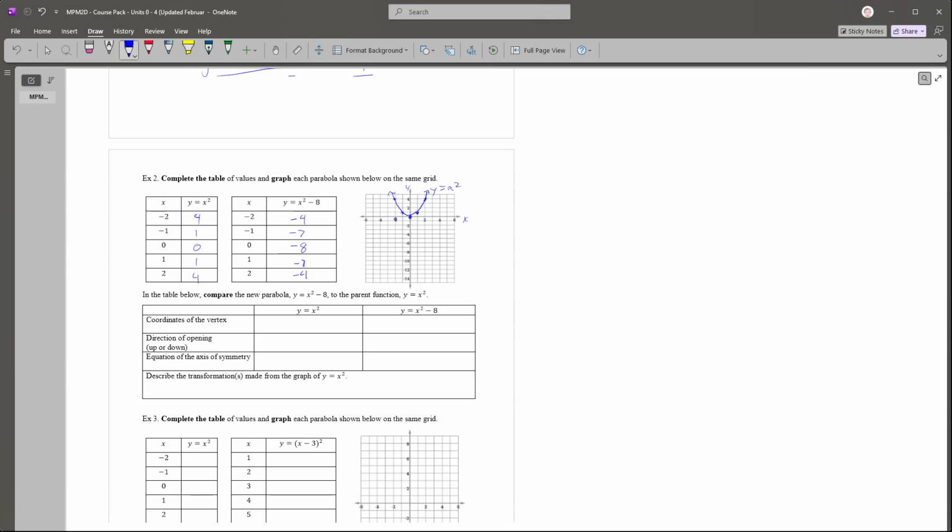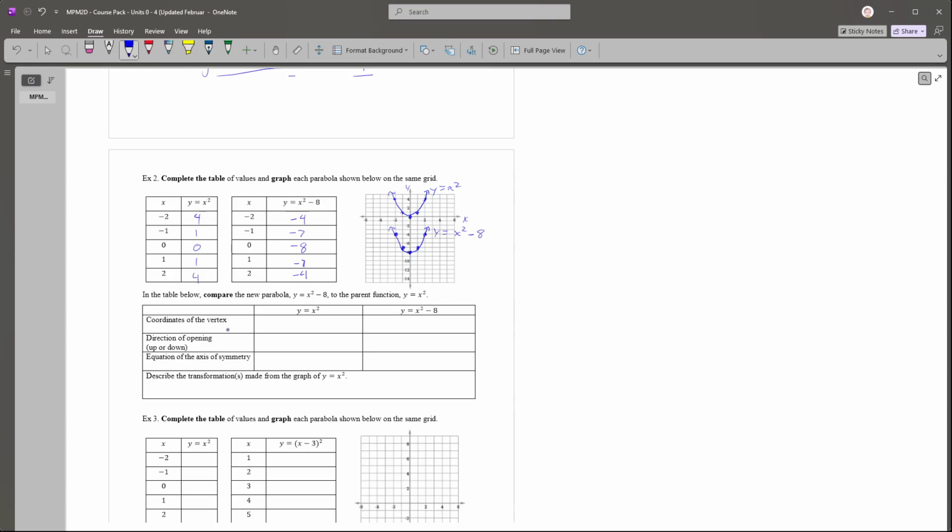-2, -4. -2 all the way down here. Okay. -1, -7. -1 all the way down here. And then 0, -8 right there. 1, -7. And 2, -4. Okay, let's draw our curve. There we go. Looks like the same curve again, except it's been shifted down. Y is equal to x squared minus 8.